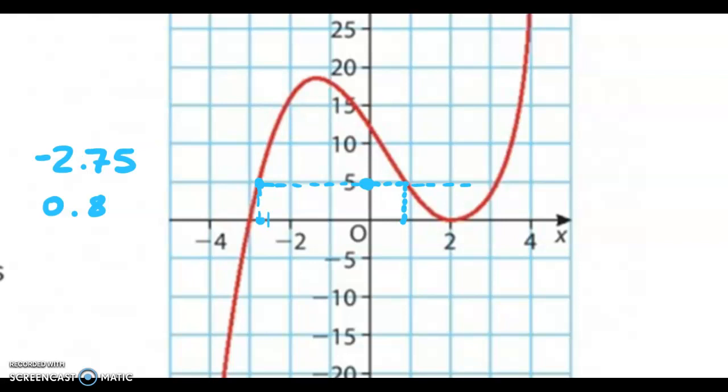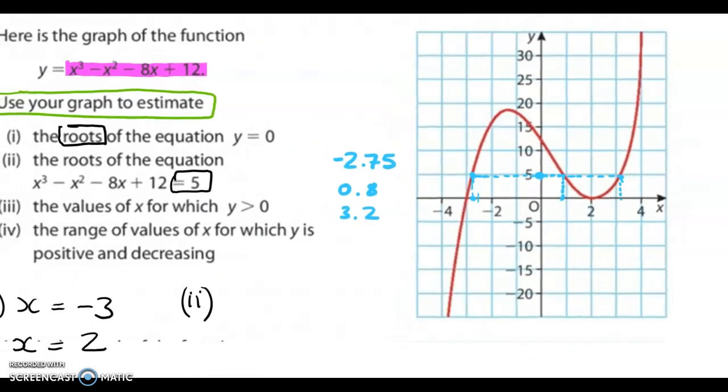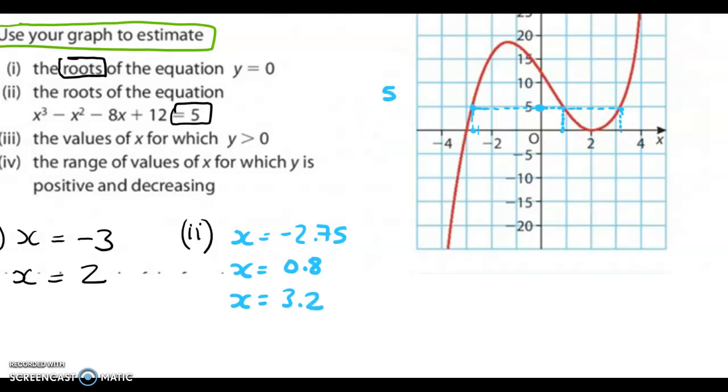Keep going again, because this is a cubic function, it's going to hit the line 3 times. We hit it there, go down. And what do you get? You get 3.2. Now it's okay if you got slightly different answers than that. I'm using the computer image of the question, so you might be even more accurate when you're using the book. So the answers to 2, I have them written there in blue. The roots of the equation: x is equal to minus 2.75, x is equal to 0.8, and x is equal to 3.2. So that's how you do all those ones.